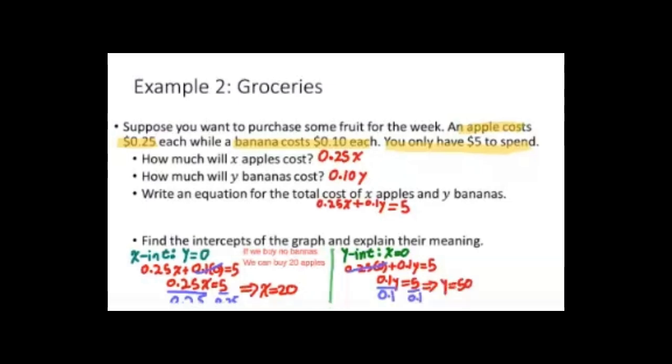How can we interpret the y-intercept? Well, to find the y-intercept, we made x 0, and x represents the number of apples. So here, we're buying no apples. Well, y represents the number of bananas. So when x is 0, y is 50. So when we buy no apples, that means we can buy 50 bananas.